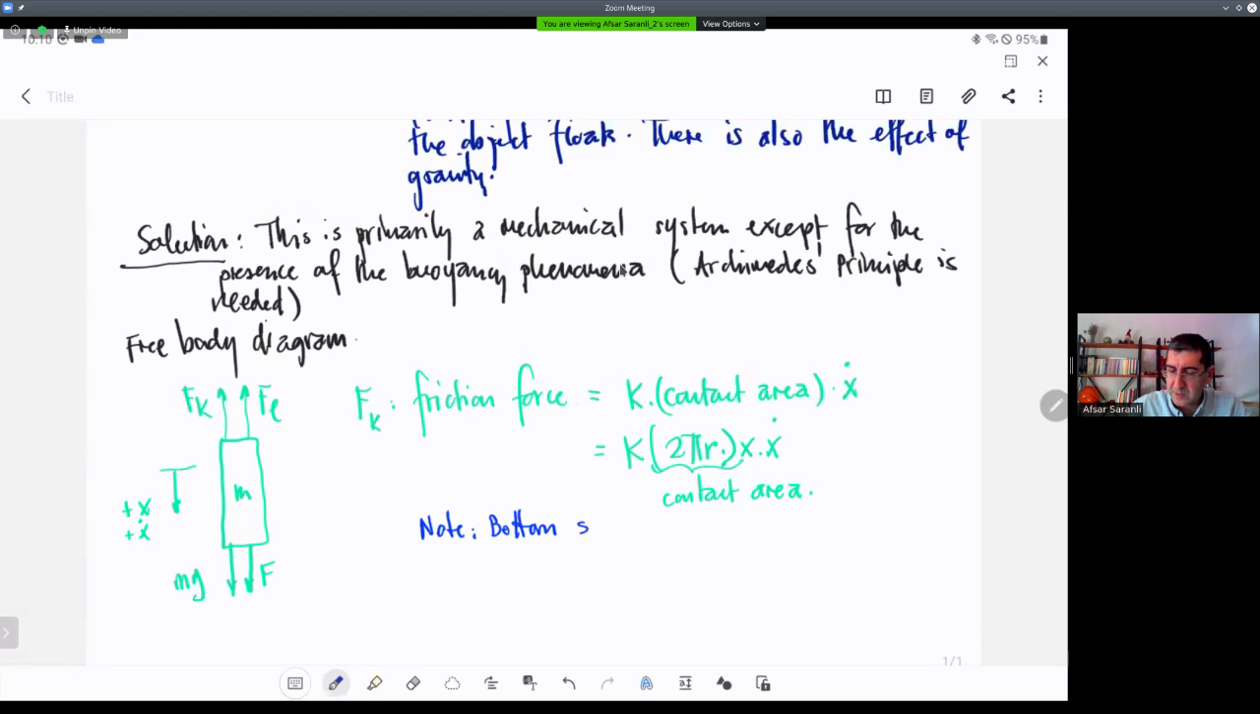Bottom surface is excluded from friction. This is an assumption.